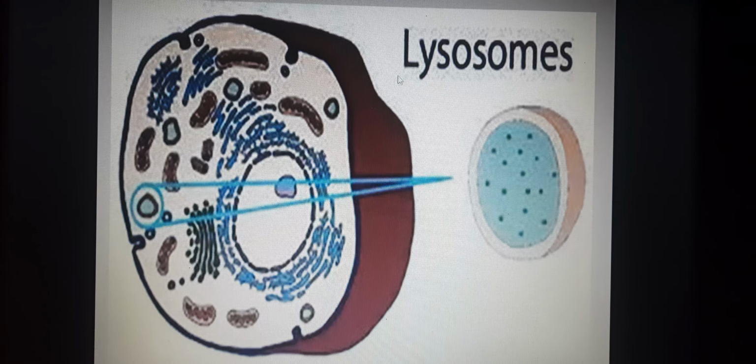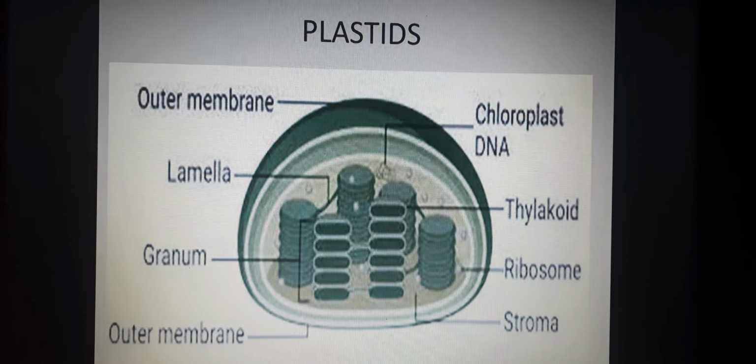It will help the nearby cells. Therefore, lysosome is called the suicidal bag of the cell. By suiciding, by sacrificing its own life, then what happens? It will help the other nearby cells, and then the bacteria or other microorganisms cannot enter inside the cell, and the other tissue will be saved. Therefore, lysosome is called the suicidal bag of the cell.